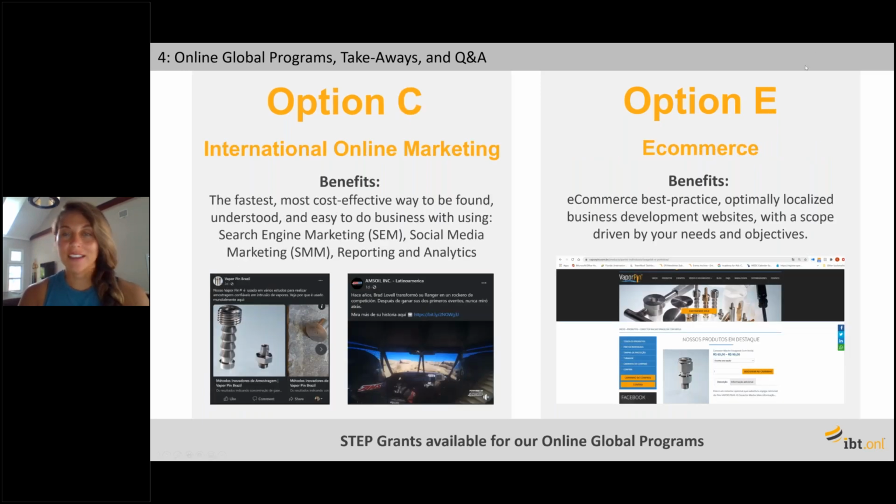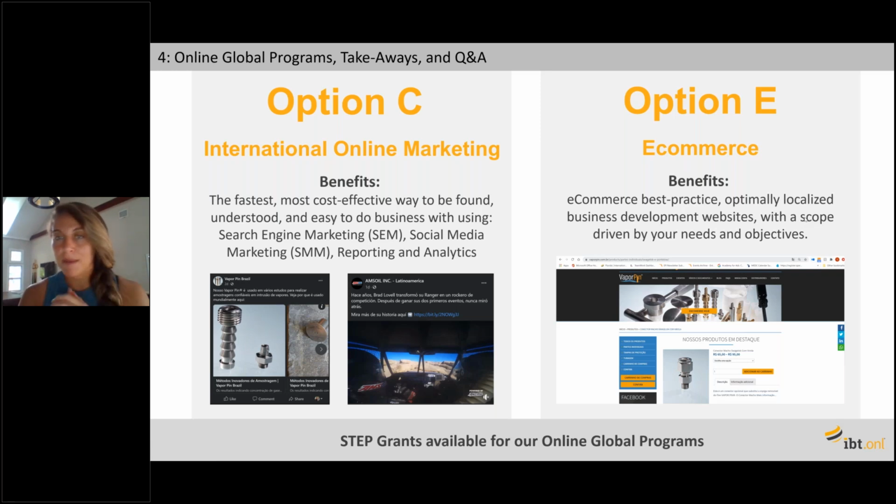Absolutely. So on the next slide, we have an option for international online marketing to support your website in either Canada or your other top target markets. Through option C, we aim to use social media marketing, search engine marketing, and reporting and analytics to drive traffic to your localized websites.